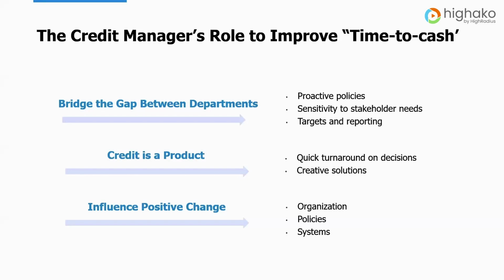It can be an influencer of positive change. Why is that? Because you understand your organization. You understand how the pieces fit together within your company and your customer's company as well. You understand the policies and the systems that drive this whole chain of processes, and you can see where there are needs to make improvements, and you can coordinate that. You can kind of lead the charge with other stakeholders. So that's really a role that credit managers can and should step up to improve this whole time to cash cycle.